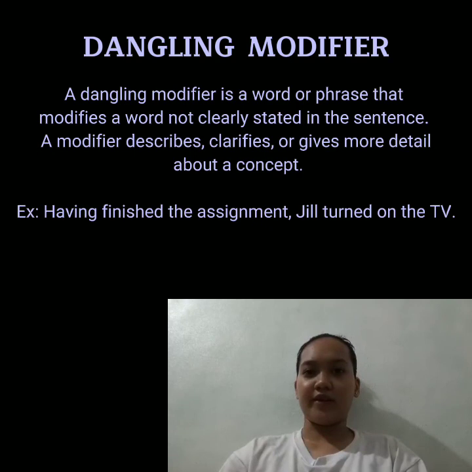Dangling modifier. A dangling modifier is a word or a phrase that modifies a word not clearly stated in the sentence. A modifier describes, clarifies, or gives more detail about a concept. Example, having finished the assignment, Jill turned on the TV.